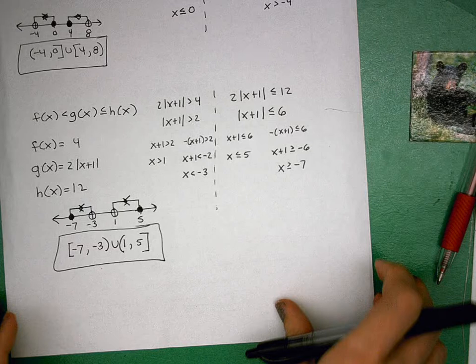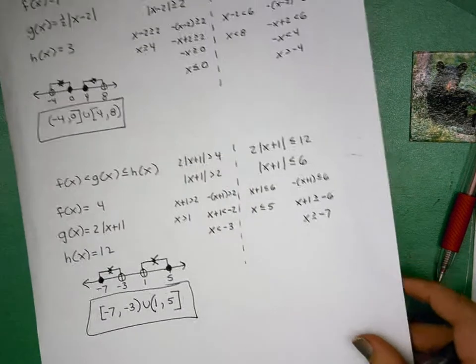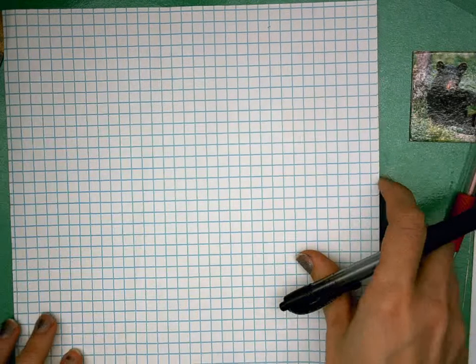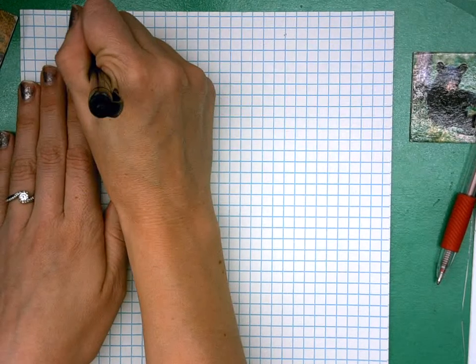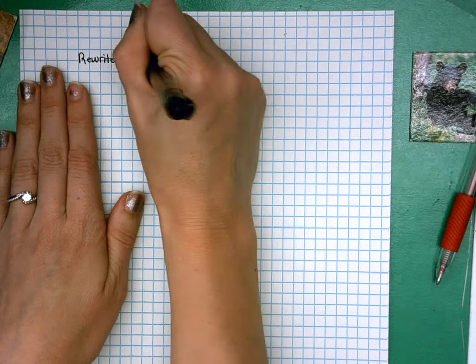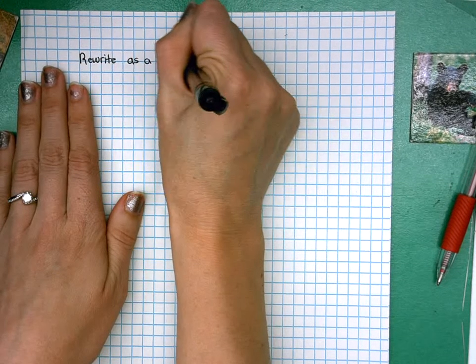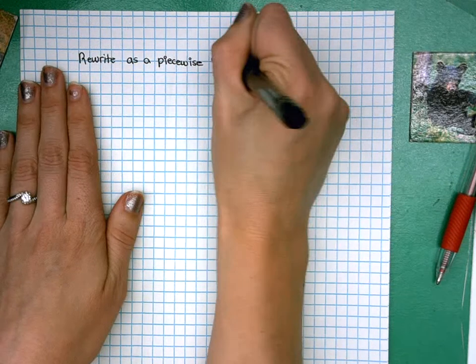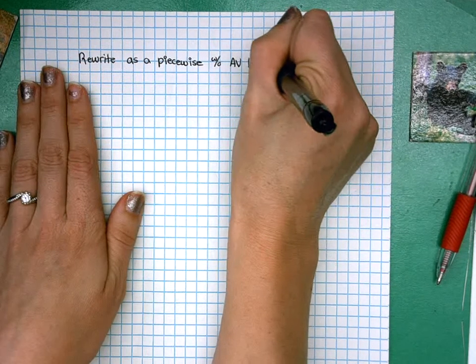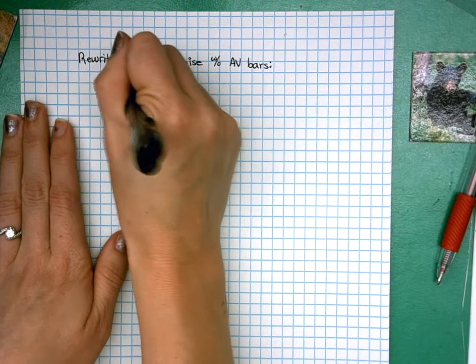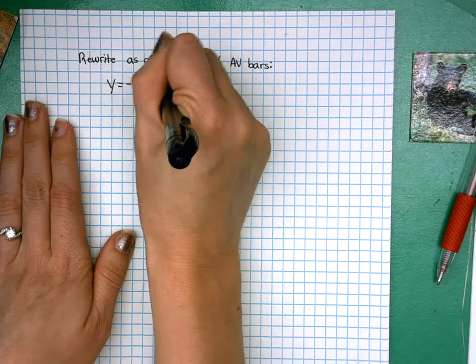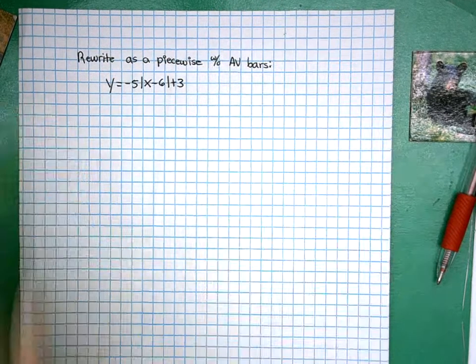Okay, a couple more practice problems here. I have to use some graph paper. I ran out of white paper. Okay. So let's do some rewriting piecewise. We are rewriting as a piecewise without absolute value bars. So we have y equals negative 5 times the absolute value of x minus 6 plus 3. Go ahead and pause the video, give this one a shot, restart it when you are ready.